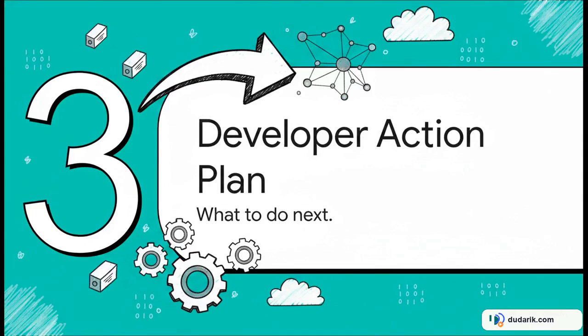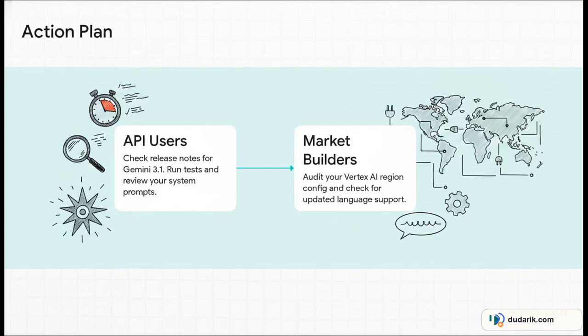Let's make this super concrete. Based on everything we've talked about, here is a clear, actionable plan for you and your team to think about right now. All right, we've broken this down into two main tracks. First, for all you current Gemini API users, your priority is testing. Go dig into the release notes, run your existing test suite against the new Gemini 3.1 Pro model, and really pay close attention to your system prompts. The model's better at following instructions, so its behavior might have changed a bit.